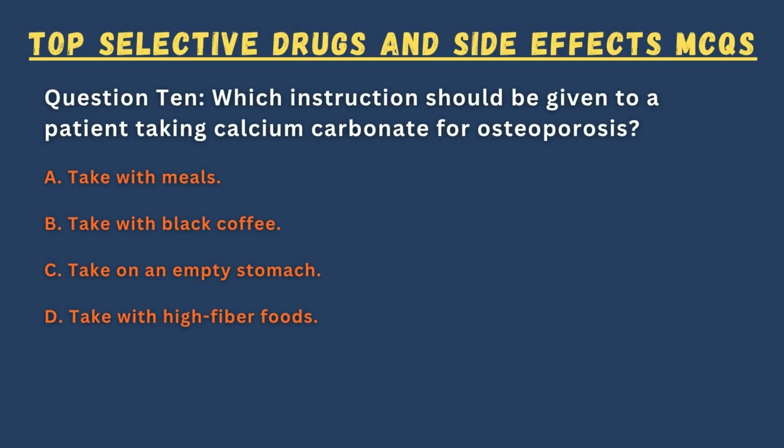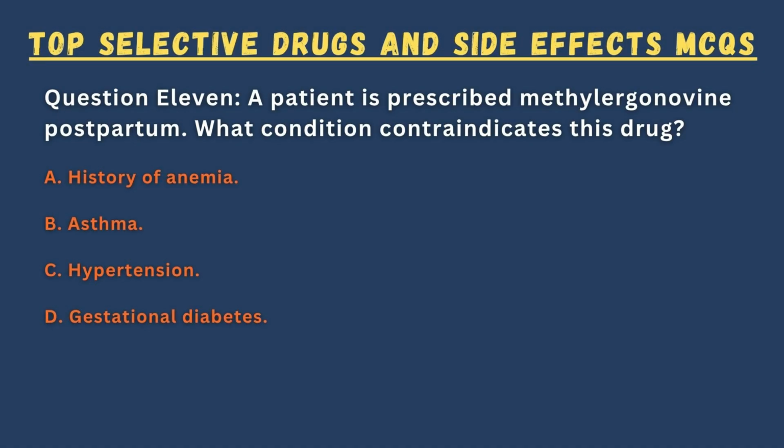Question 10. Which instruction should be given to a patient taking calcium carbonate for osteoporosis? A. Take with meals. B. Take with black coffee. C. Take on an empty stomach. D. Take with high-fiber foods. Answer: A. Take with meals.